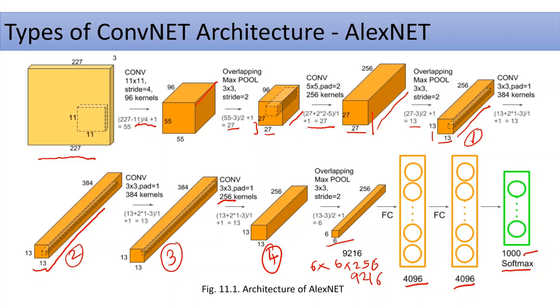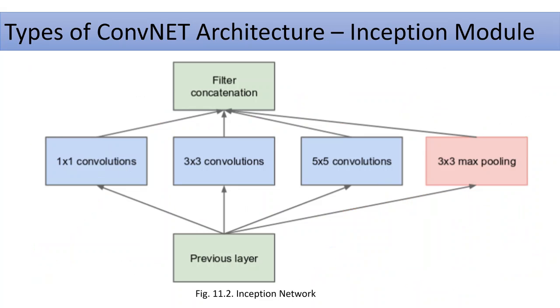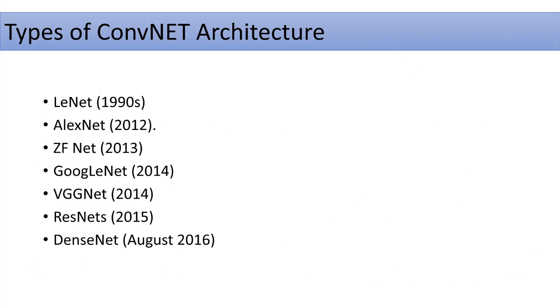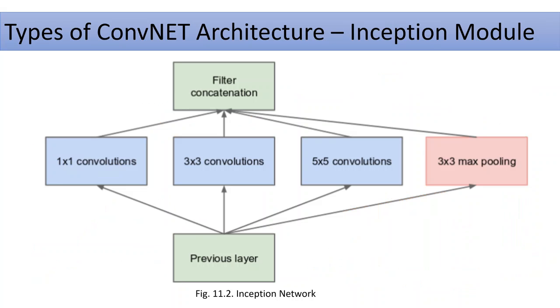The next architecture that I'm going to talk about is the Inception module. This is a part of GoogLeNet. The Inception network has 4 versions till now: V1, V2, V3, V4. I'm going to talk about the crux of these versions, which is the Inception module.